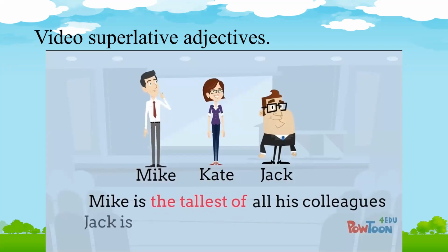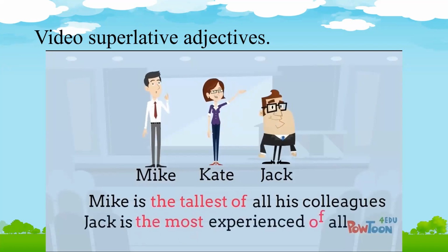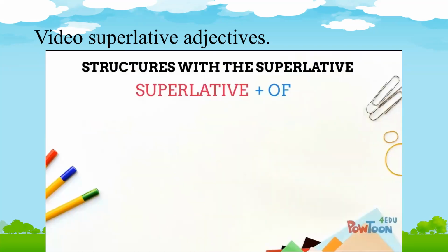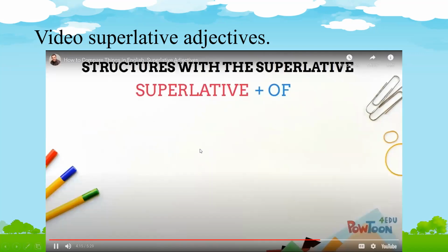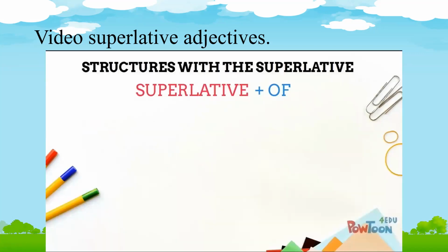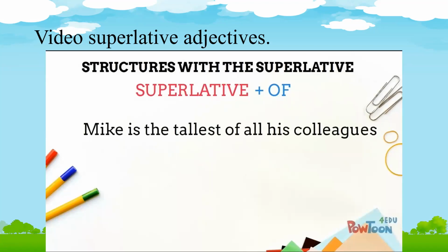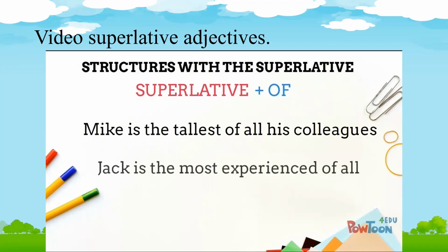Mike is the tallest of all his colleagues. Jack is the most experienced of all. There are some more or less fixed structures with superlatives. For example, a superlative plus the preposition of when we talk about a representative of some group. For example, Mike is the tallest of all his colleagues. Jack is the most experienced of all.